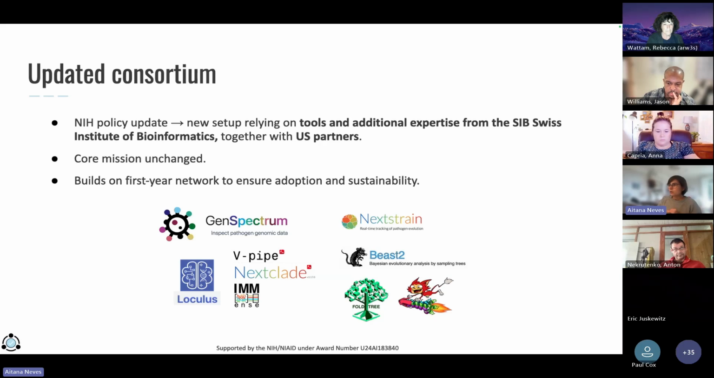So you can see here several tools you might have heard of or used, some or several of those. You might maybe not know that all of those have in common that they are developed or co-developed for some of them by the Swiss Institute of Bioinformatics.